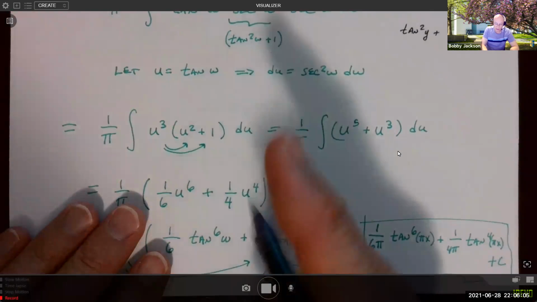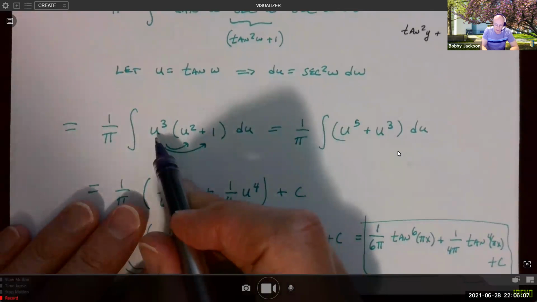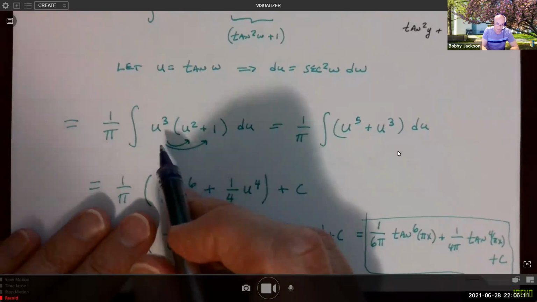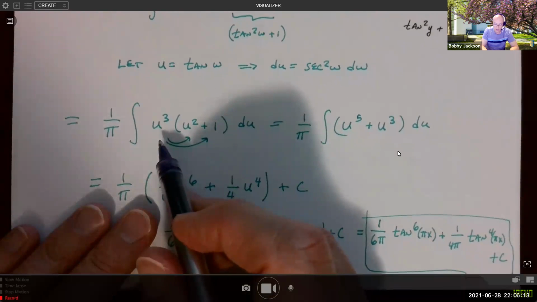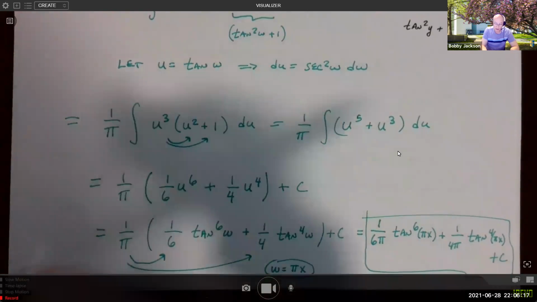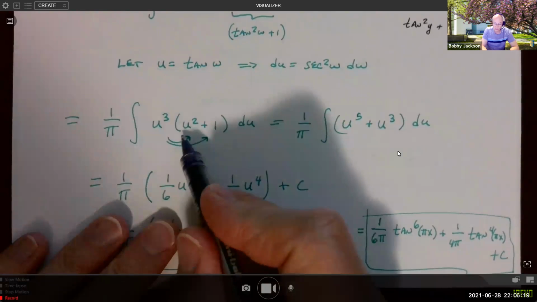What do we do here now? Remember, I can't just integrate this and multiply. No, you can't do that. There is no such thing as a product rule like that for integration, just like there's no product rule like that for derivatives, right? So I have to simplify by distributing u cubed.